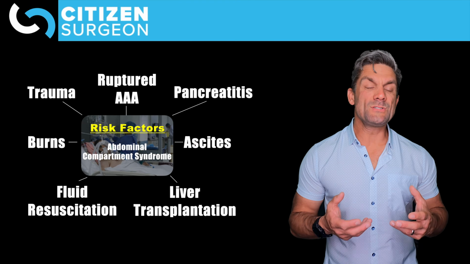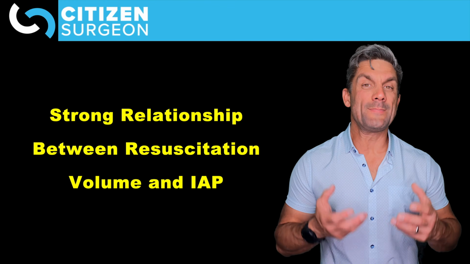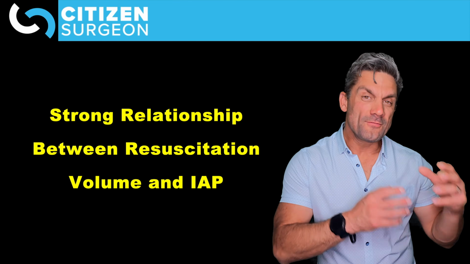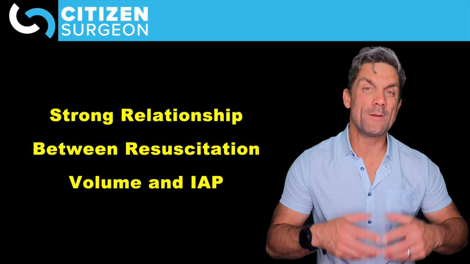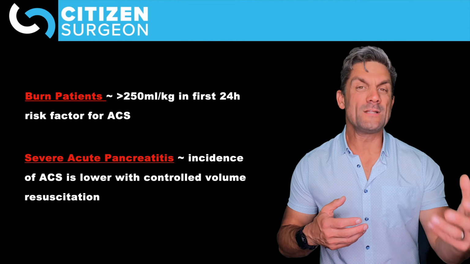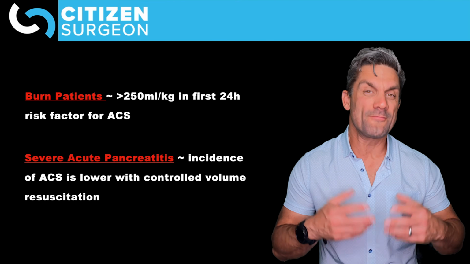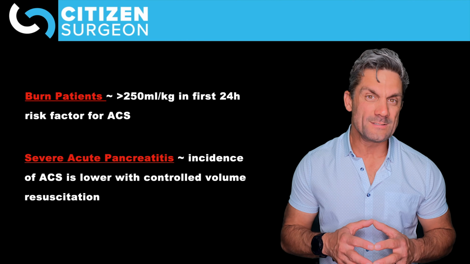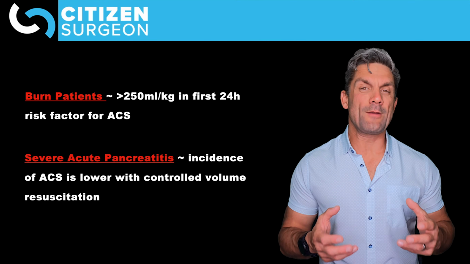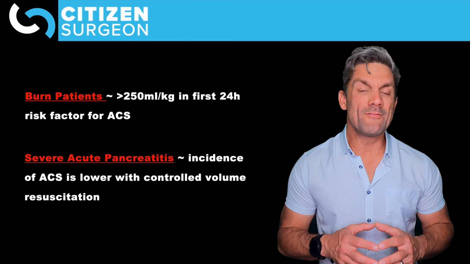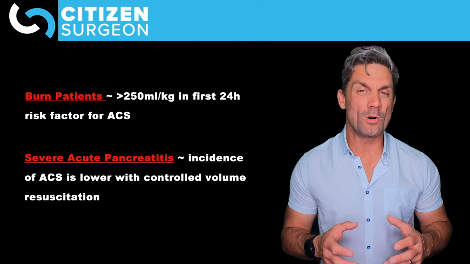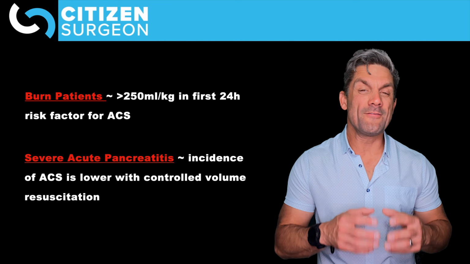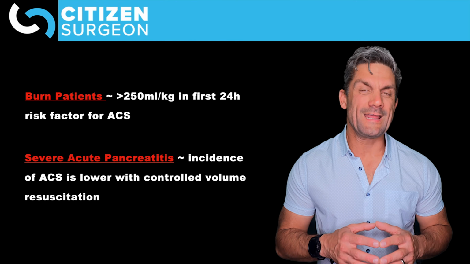Now, like I just mentioned, there is a strong relationship between intra-abdominal hypertension and fluid resuscitation. Okay, so in burns, if we have greater than 250 milliliters per kilo in the first 24 hours, we have an increased risk of abdominal compartment syndrome. In severe acute pancreatitis, we can see that the risk of abdominal compartment syndrome is lower if we use controlled volume resuscitation instead of a very aggressive resuscitative strategy.